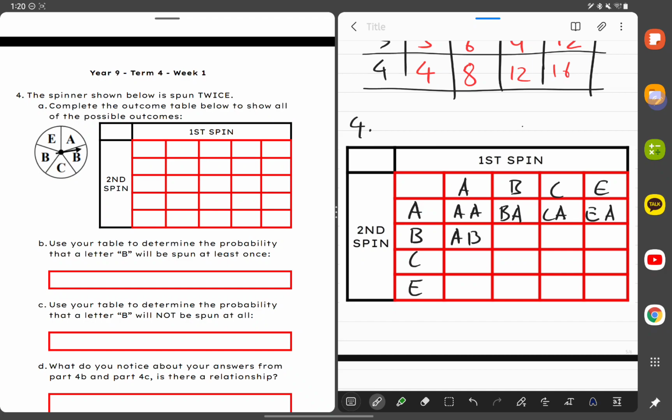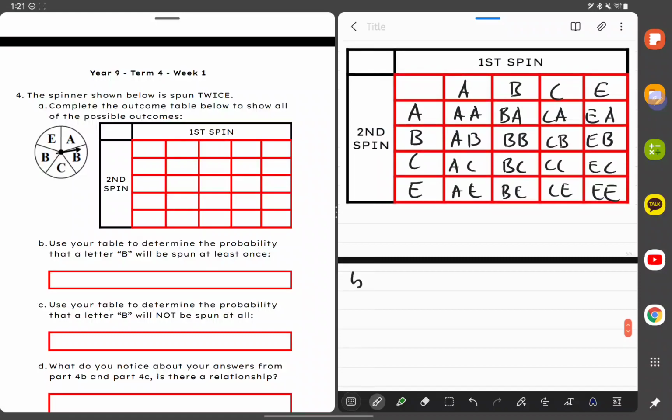That's AB, that's BB, that's CB, and that's EB. That's an AC, BC, CC, EC. AE, BE, CE, EE. There we go. And that's the table. That's the outcome.